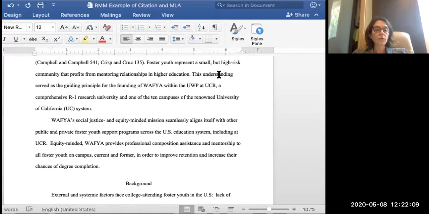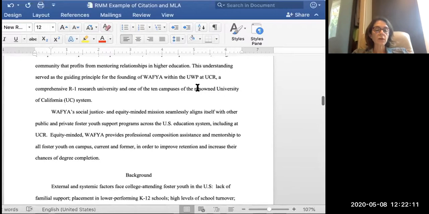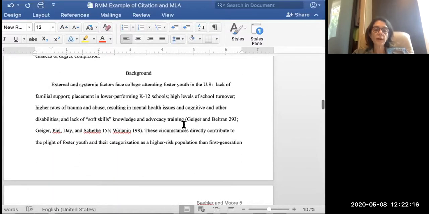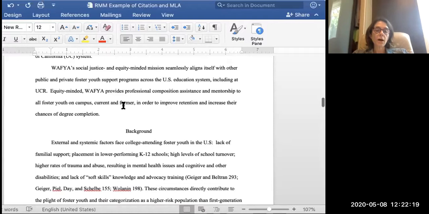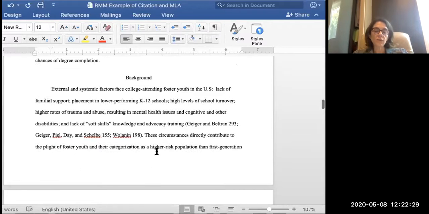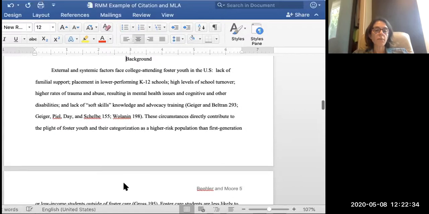All right. So here then, it's just my own language, my own assessment, again, the same. Here I go into background, right? So if this is part of the introduction, this is a 25-page paper, so I actually have more time to keep introducing, and this is what I do. In APA, you put a background here, but this is all part of my introduction as well. And you notice here that external and systemic factors face college attending foster youth in the US. And then I list those, right?